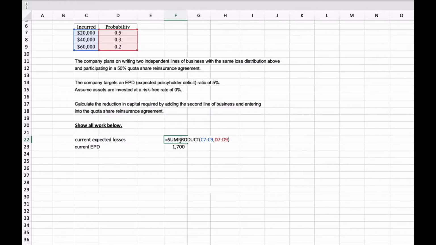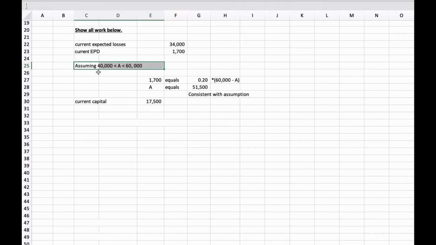Sum product probability and losses to get the expected losses. Current EPD is target EPD ratio 5% times expected losses equal to 1700. Next, we assume asset is between the second largest loss, 40,000, and the largest loss, 60,000. So there will be deficit only when loss is 60,000.